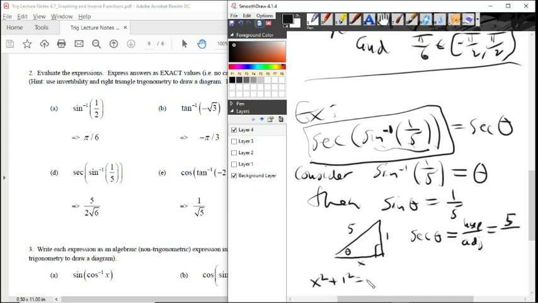x squared plus 1 squared is equal to 5 squared. That is, x squared is equal to 25 minus 1, which is 24. So x is equal to the square root of 24. That's the principal square root of 24 because x has to be positive because it's a distance. And that simplifies as 2 square root of 6. So the adjacent side is 2 root 6. So back to our secant of theta. The secant of theta is 5 over 2 root 6. And that's where our solution comes from.